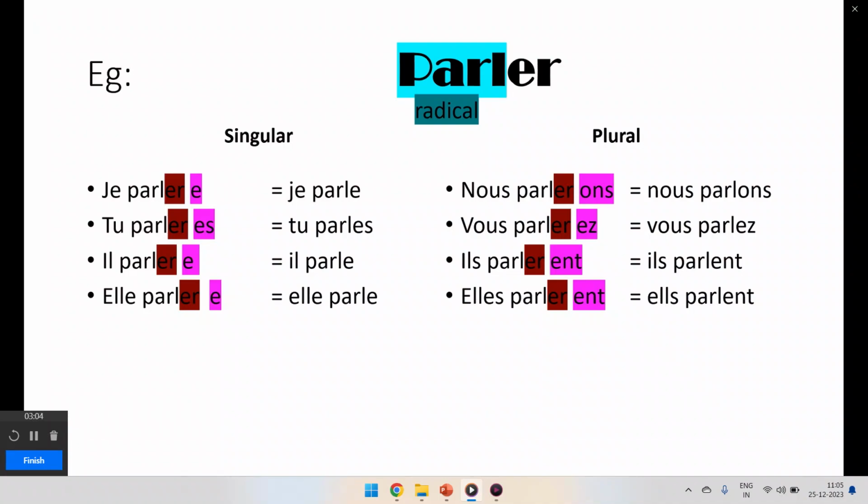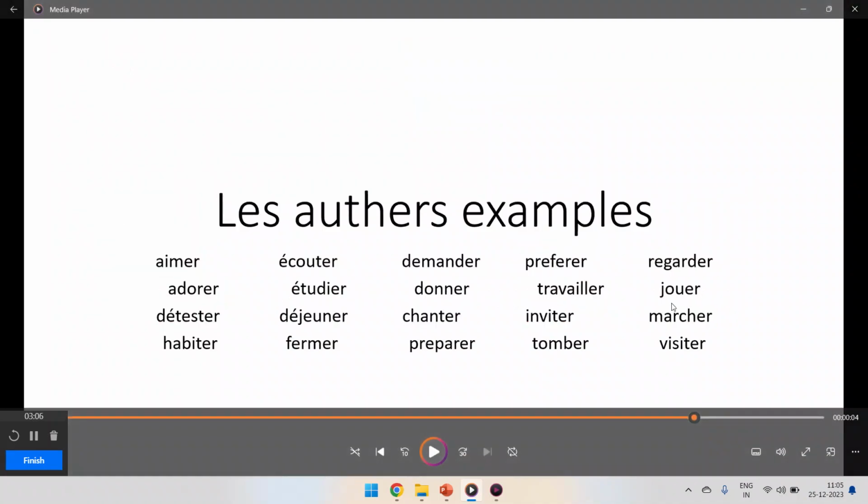Now we are going to look at other examples like parler, which are aimer, écouter, demander, préférer, regarder, adorer, étudier, donner, travailler, jouer, détester, déjeuner, chanter, inviter, marcher, habiter, fermer, préparer, tomber, visiter. Okay, these are other examples in the same way that you could try.